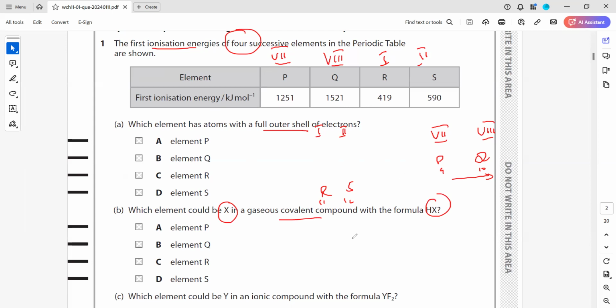Means a covalent compound is there, so it cannot be group 1 or 2, because group 1 and 2 will form an ionic compound. So it cannot be R, it cannot be S. Q is a group 8 element. Group 8 elements are inert or unreactive, they do not react. So what we are left with is P only, the group 7 element, because when a group 7 element combines, like hydrogen combined with chlorine or hydrogen combined with fluorine, it will form a covalent bond. Is it clear?